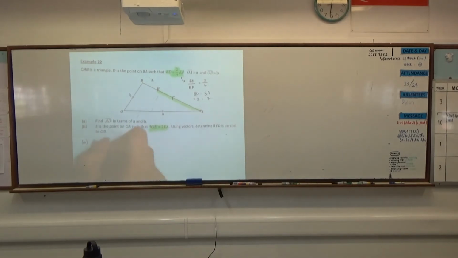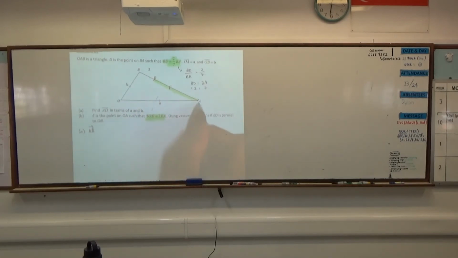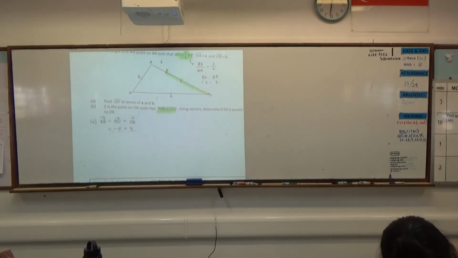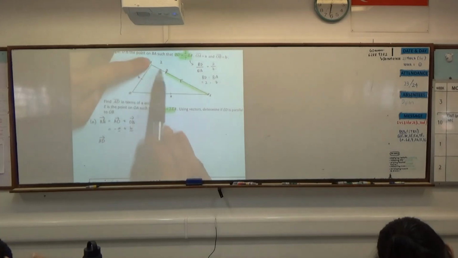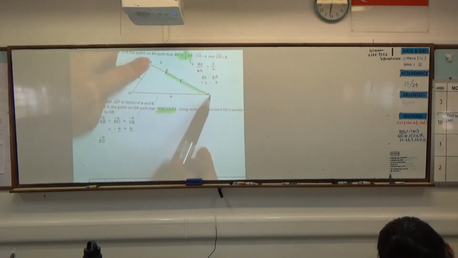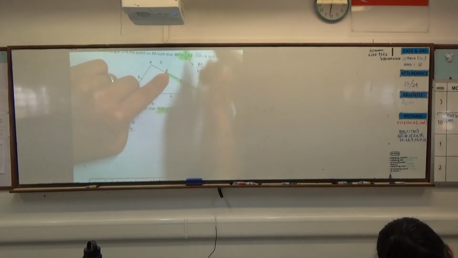So we first find out what is the vector of AB. That will be done by considering AO plus OB. And AO is negative A, OB is B. Since we notice that BD is 2 units while BA is 7 units, that will tell us that DA must be 5 units.